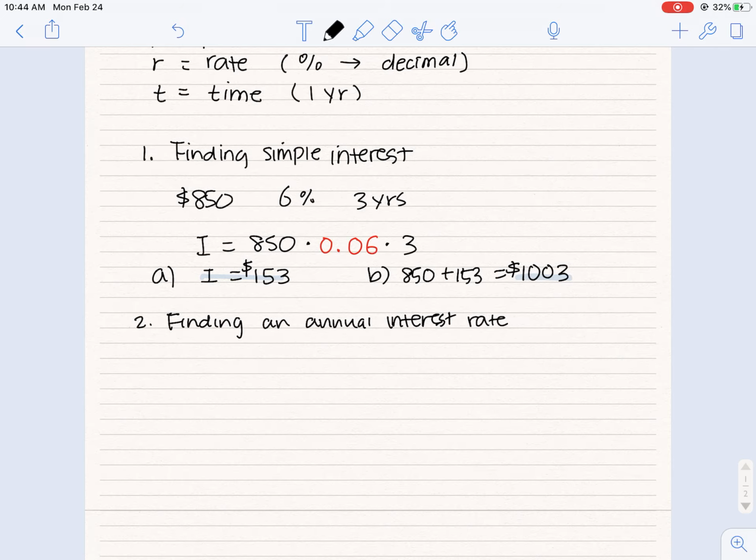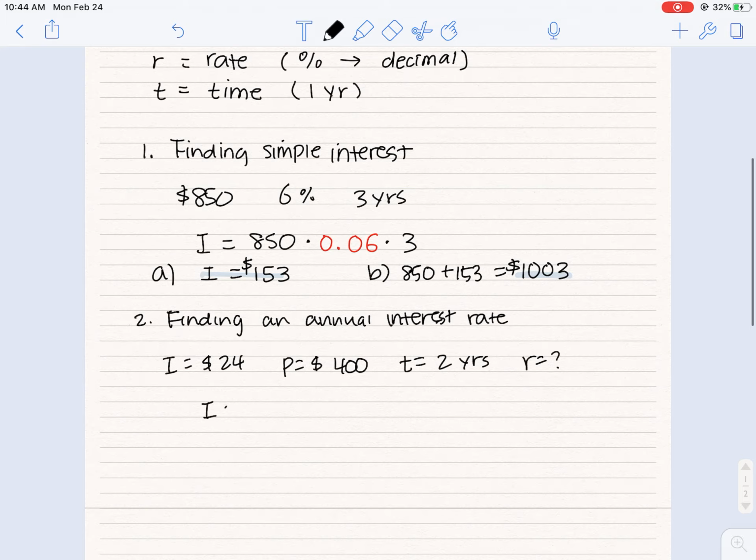Let's see. I'm going to look at number 13, where you have the information. Interest was $24, principal was $400, and time was 2 years. Now I have all the information except R. I don't know what R is. So I'm going to set up the equation with what I know already. So my 24 equals 400 times R. I don't know what R is, so I'm going to just use R. And then time, which is 2.